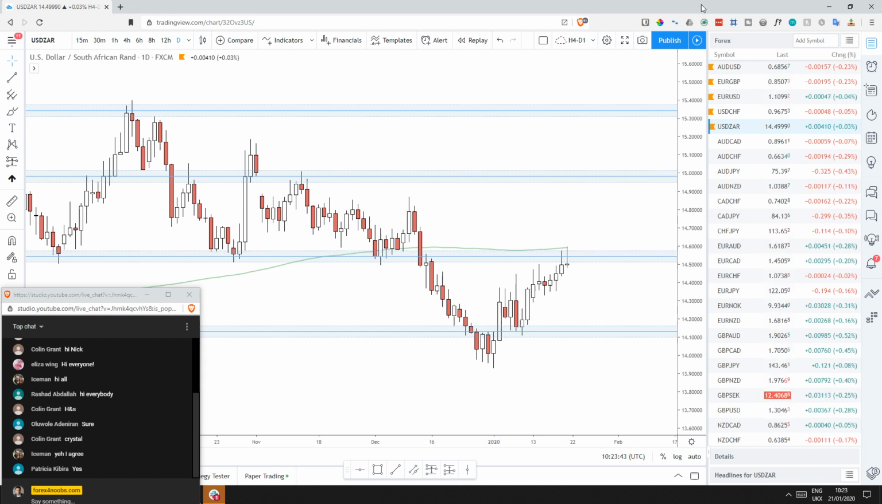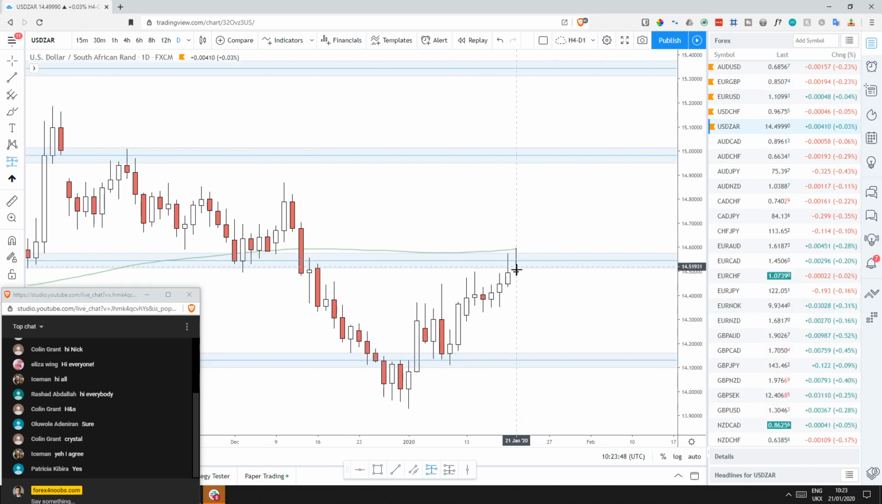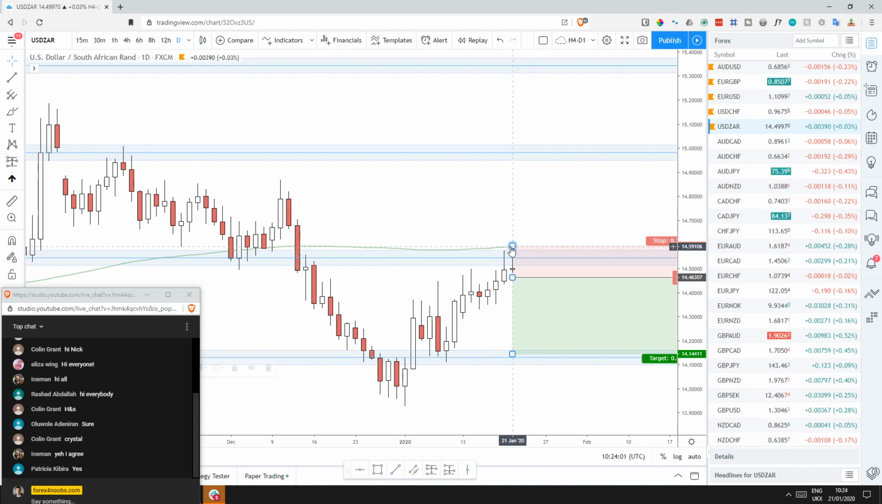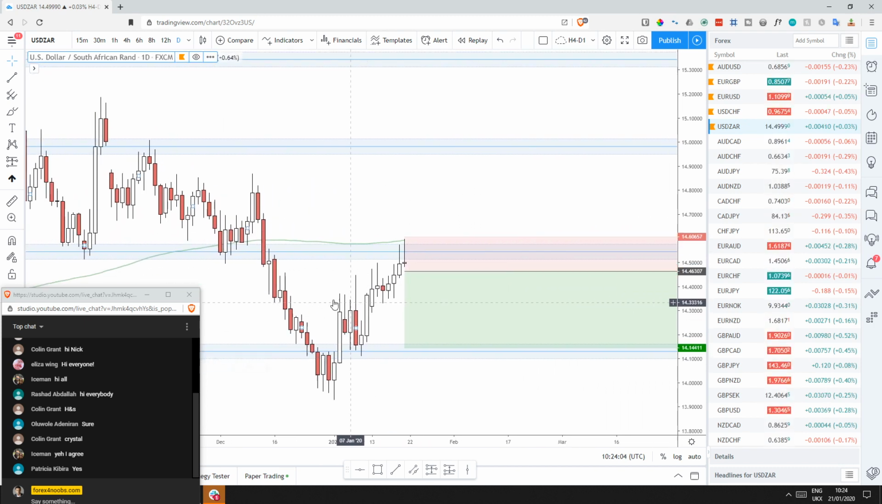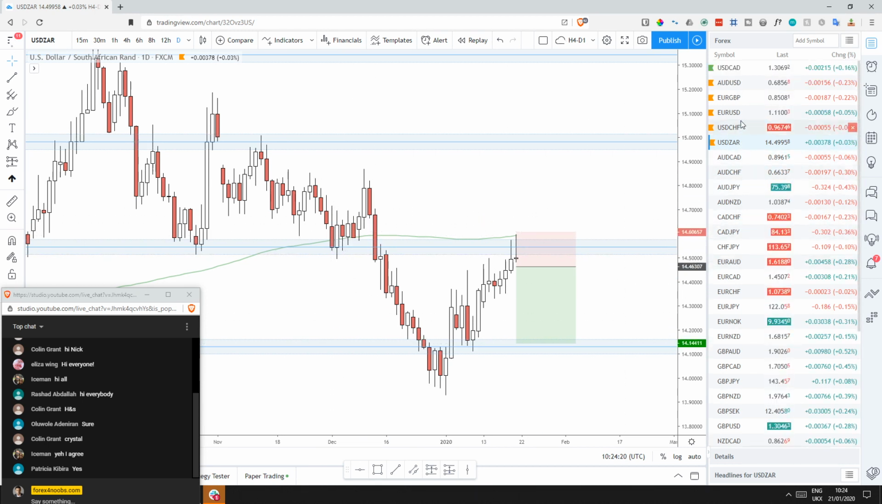There is a viable short here. Basically, what I would do is wait for today's candle to close. If it closes similar to what it looks like now, then we could enter something like this. Potential to enter around about here, target around about here. So yeah, viable short on USD-ZAR.